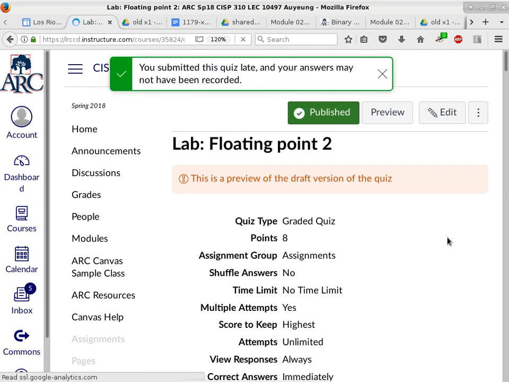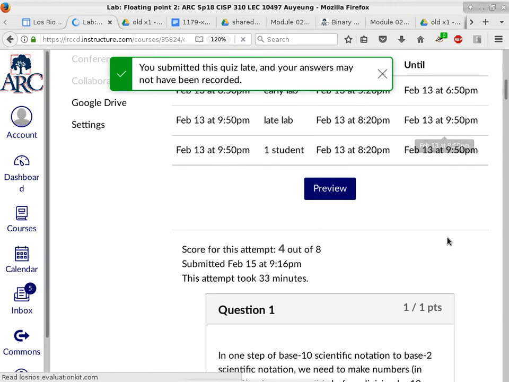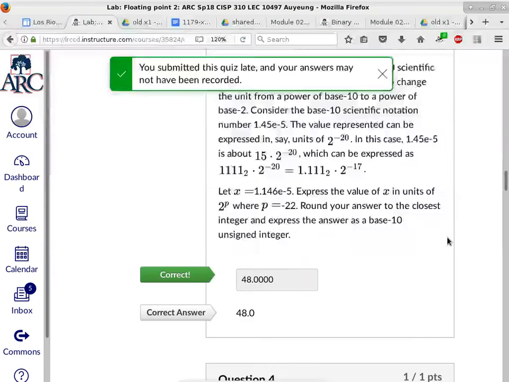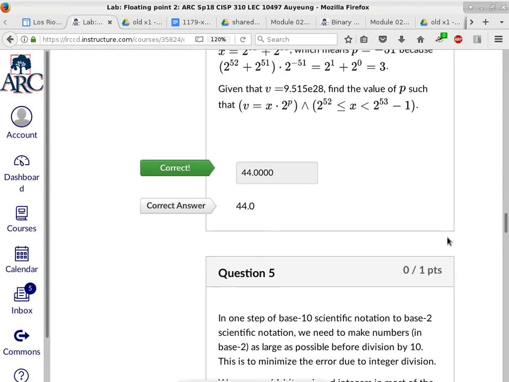All right, let's see. 1 out of 1. Yay. 1, 2, 3, 4. Okay, I got all of them. As I said, if I make a mistake, I would have made the same mistake twice. So I will be self-consistent.